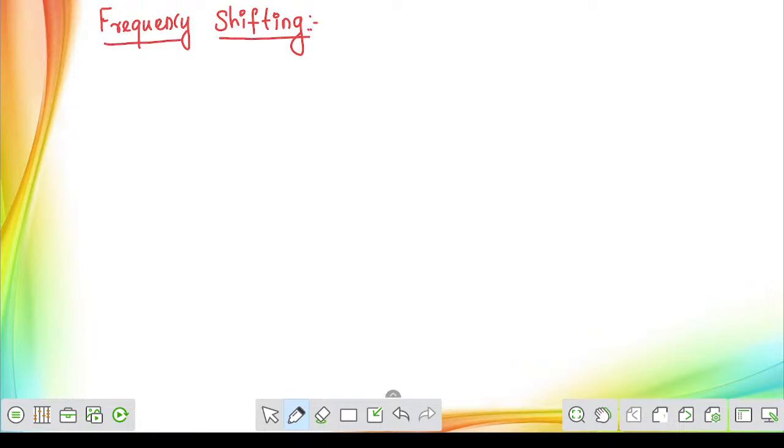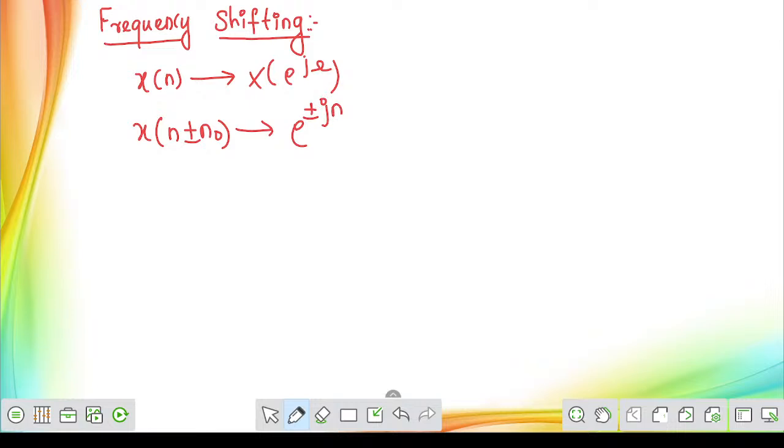Sir, in time shifting we saw what we saw. If I have a signal x of n, its corresponding Fourier transform will be e power j omega. Yes, absolutely correct. If I am shifting this signal by plus or minus n naught, then in time shifting, what will happen? E power plus or minus j times n naught into omega, into X of e power j omega. This is the Fourier transform for the shifted signal.